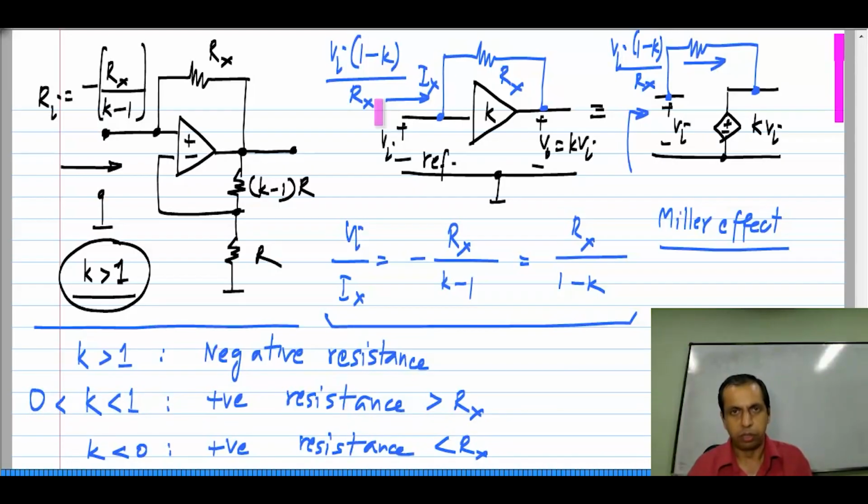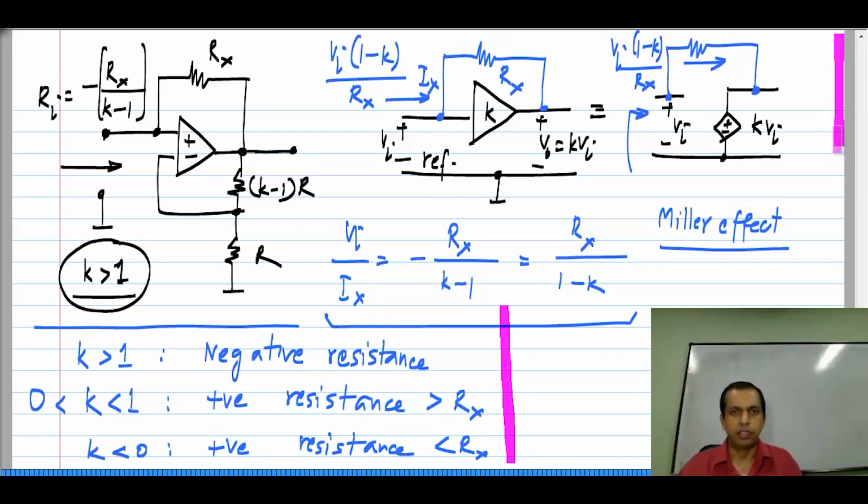Okay. You can make a large resistance look like a small resistance by connecting it across an amplifier whose gain is negative. Okay. So, this is known as Miller effect, and it manifests itself in some circuits, and this is how you calculate the input resistance. Okay.